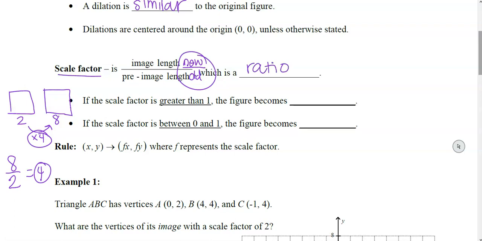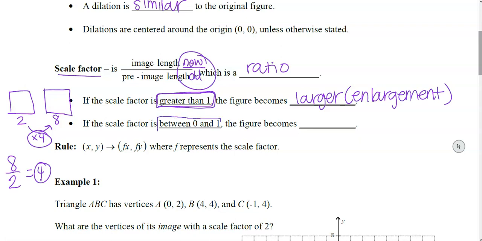That's all that is. If the scale factor is greater than 1, so you have to know this, if the scale factor is greater than 1, then the figure becomes larger, or is called an enlargement. Now, if the scale factor is between 0 and 1, that means less than 1, the figure becomes smaller, or it's a reduction.